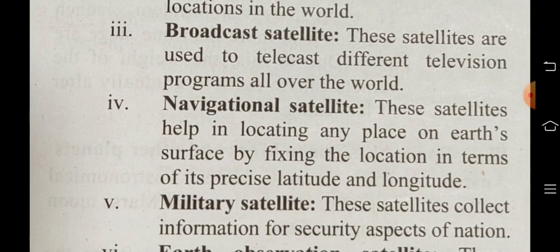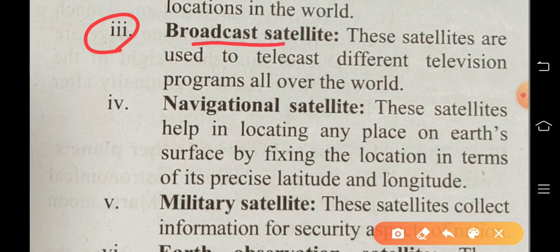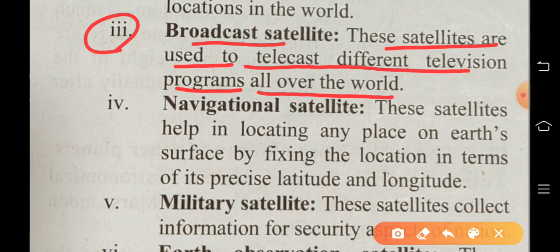Third type of satellite is given here, that is a broadcast satellite. These satellites are used to telecast different television programs all over the world. This is a development in science and technology nowadays. Allocating broadcast satellite, for example, a cricket match. That cricket match is played at a particular place on the earth, on that ground, but all over the world, all persons saw that match on televisions.